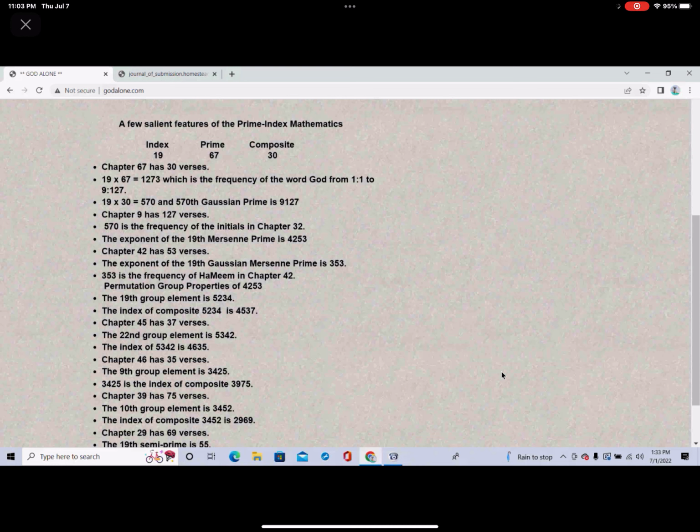Okay. The index of the 22nd group element is 5342. The index of 5342 is 4635, and chapter 46, which is the last Ha-Mim chapter in the Quran, has 35 verses. Okay. What else do people want? These are old stuff. As I said, I've been talking about this for so long.